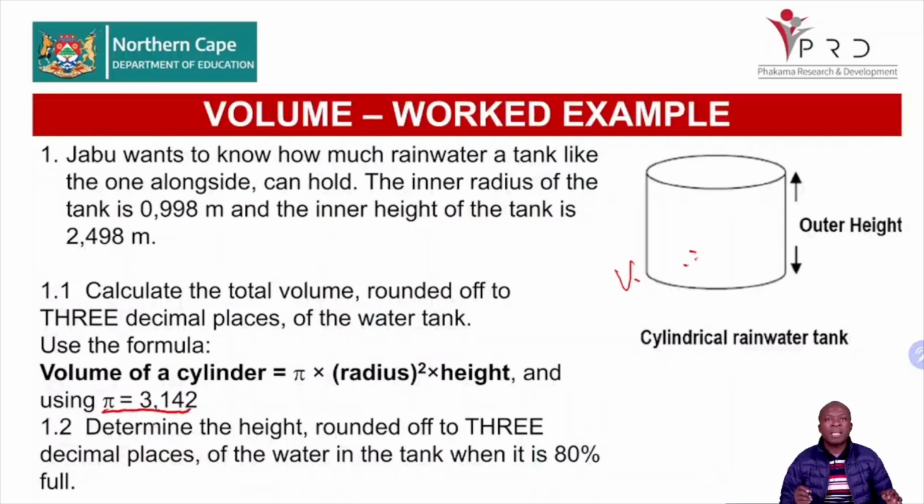You can see the same value of pi is used from grade 10 and 11 up to grade 12, nothing changes there. Then 1.2: determine the height, rounded off to 3 decimal places, of the rainwater in the tank when it is 80% full. Here they are saying the water in the tank is not completely full yet, it's only up to 80%. We are supposed to find the height. Can we attempt this for 5 minutes, learners? After 5 minutes, we will come and show the answer together.